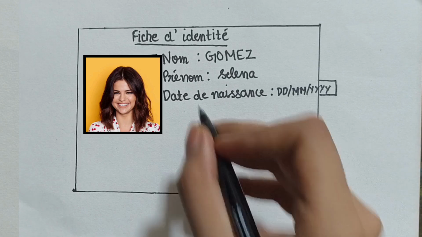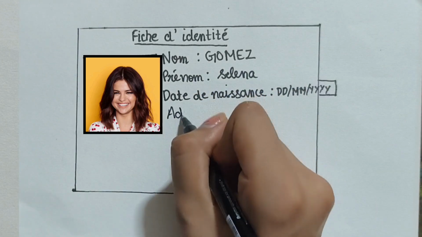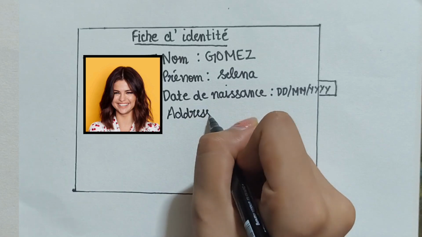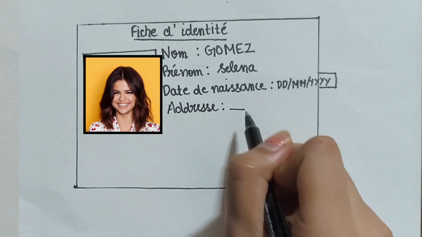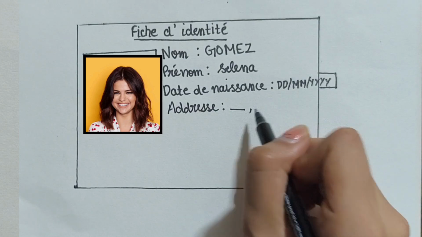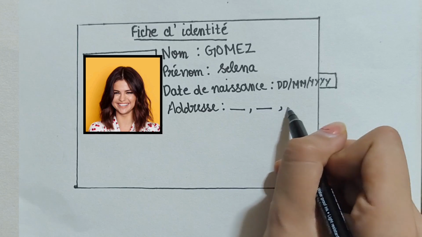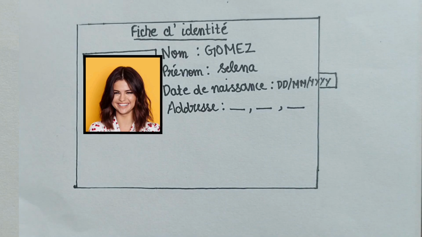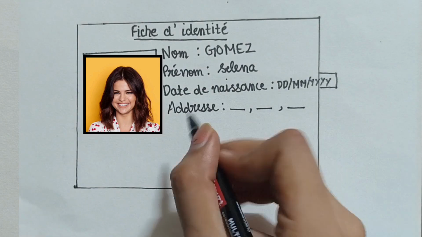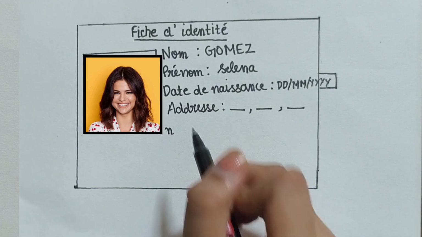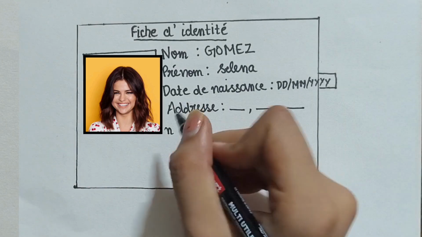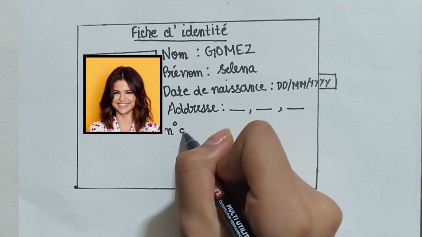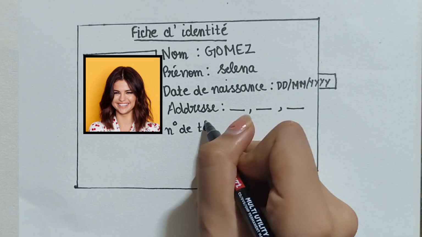The next thing you can mention is your address. So address again has to be short and crisp. Your flat number, your house number, then your street, your city, your state, region has to be mentioned over here. Then next you can mention your numéro de téléphone. So numéro de téléphone is written like this, but for short you can write it like this.